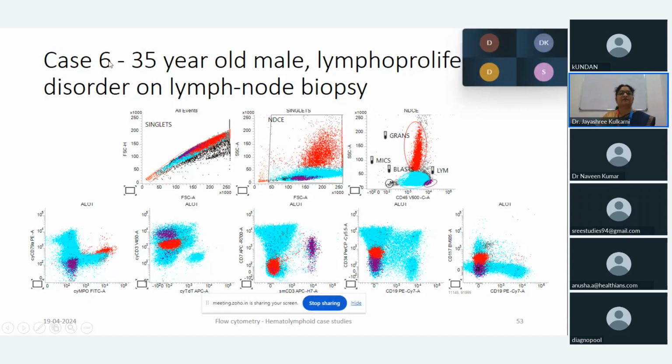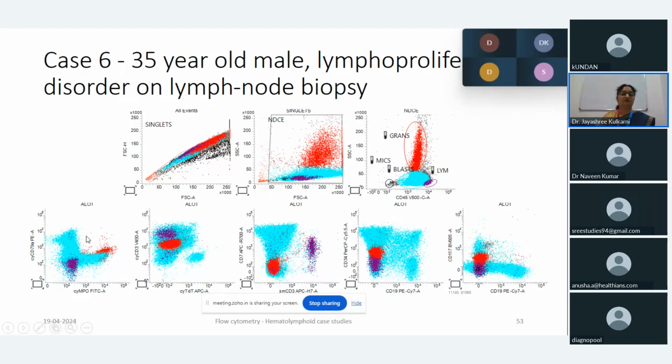The next case, 35-year-old male, lymphoproliferative disorder was diagnosed on a lymph node biopsy. Further, for staging purposes and for flow, the bone marrow was done. What do we see here? Again, we have a blast population which is lying in the dim CD45 area.